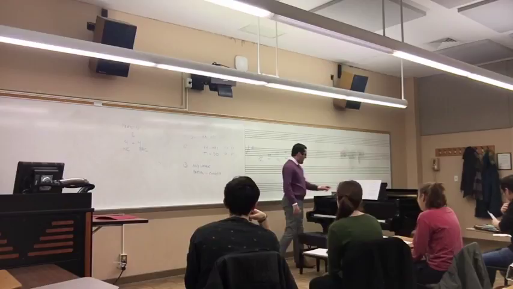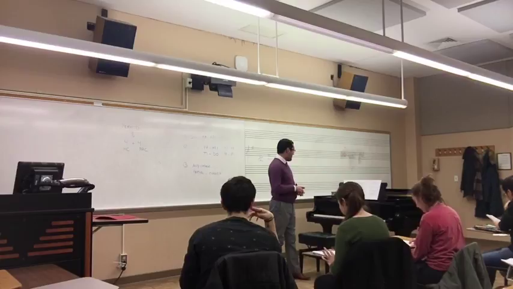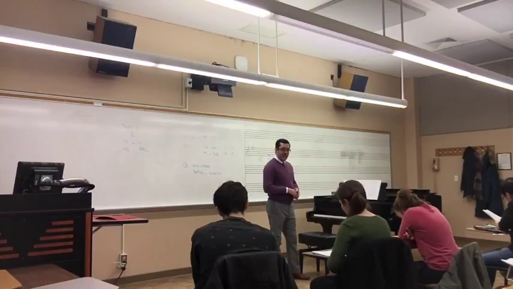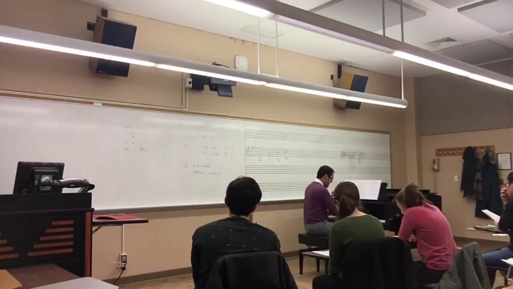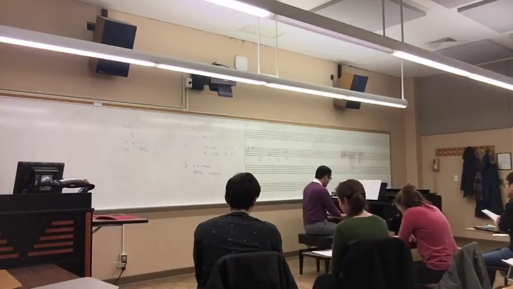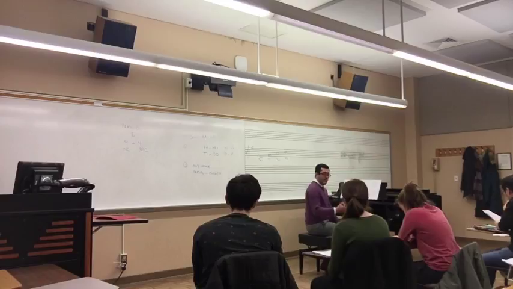Great. Now let's go to the next page. This is page 237. Example 794. Does everybody have it open? Okay. This is the key of D major. Let's sing a tonic triad on D. Another dance tune, okay?